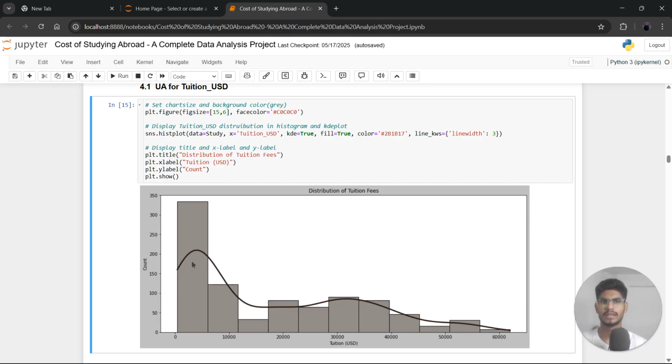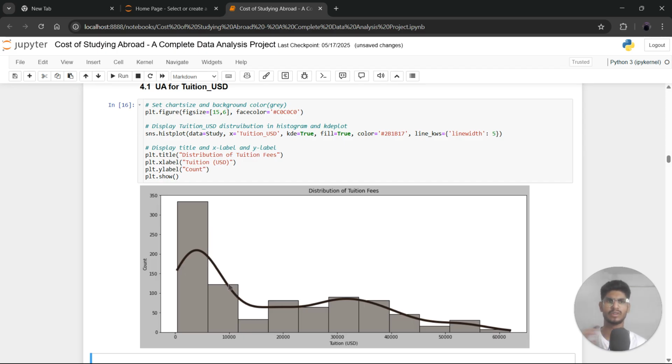Then the line width: by default it is 1, so if you want to increase the size of the line, you can use this parameter to increase it. We were using 3, now I have increased it to 5. So let's see that we have increased the size of the line.